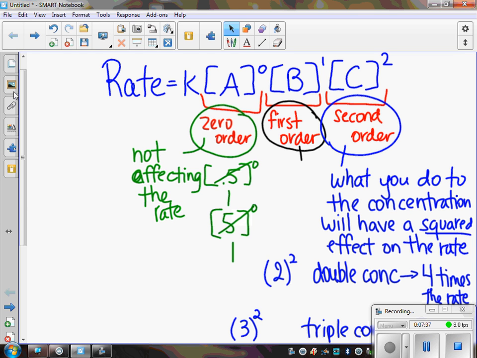So you're going to use those exponents as a way to see what's going to end up happening to the rate without actually using numbers, just using the idea of increasing or decreasing those concentrations.